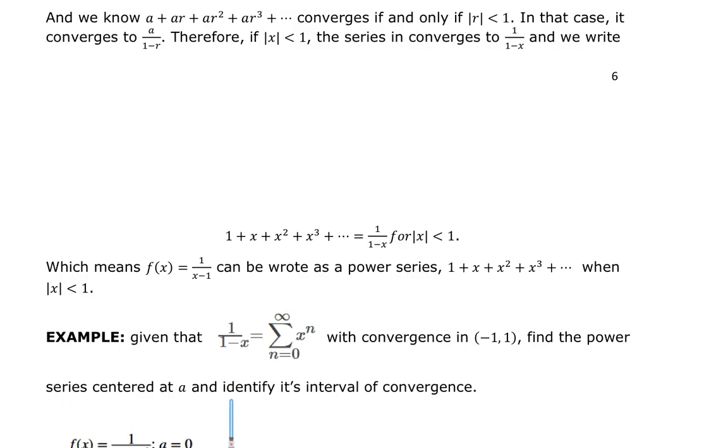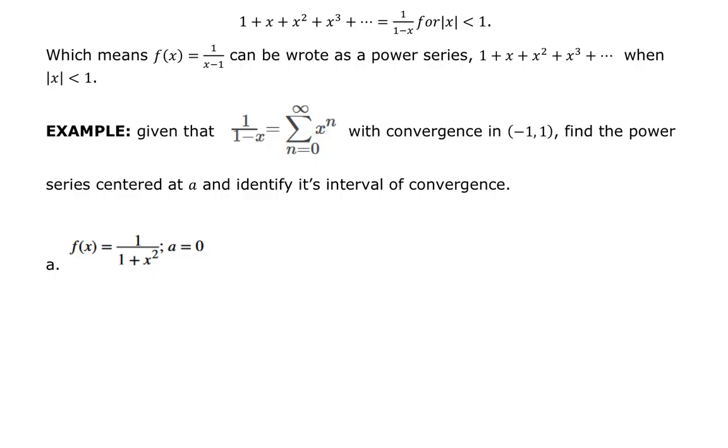Find the power series centered at a and identify its interval of convergence. So now I'm going beyond just finding the radius. It's asking for the interval. So that means I'm going to have to check the endpoints. The first thing I'm going to do is rewrite this in the appropriate form. I want it to look like this. So I'm going to write this as 1 over 1 minus x, the quantity squared. Now it's in the proper form.